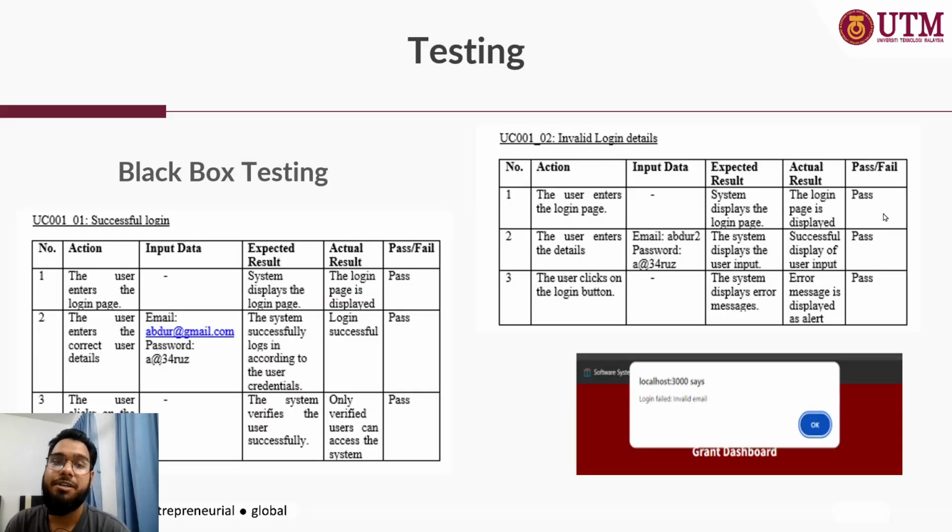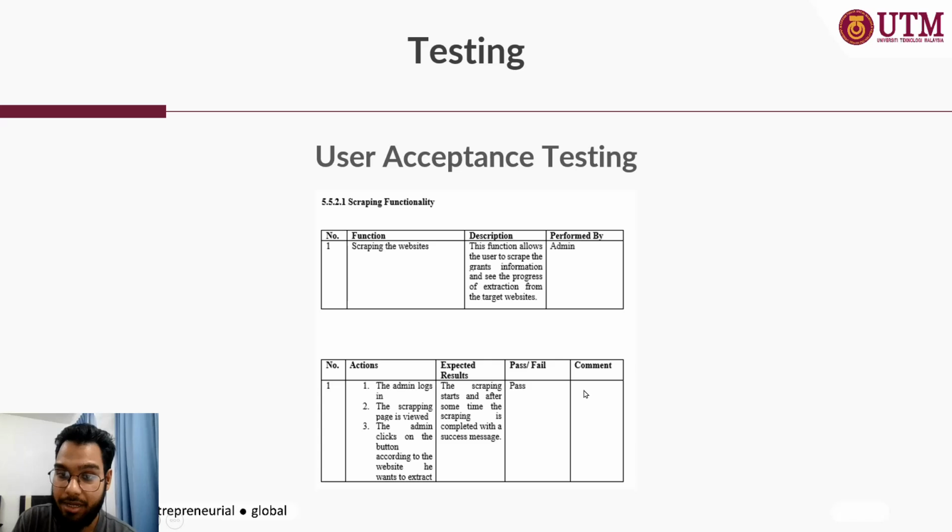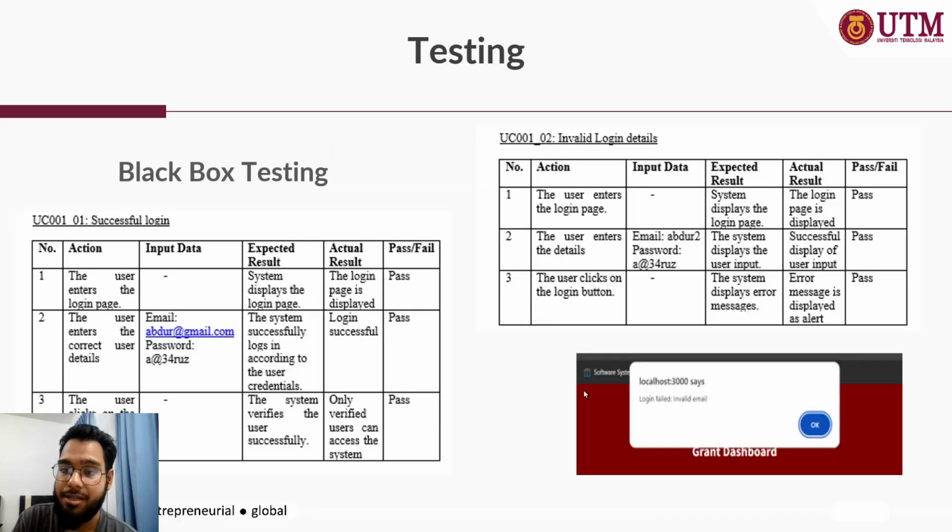So after the system development, there comes the testing. The testing technique that I used is black box testing. You can see here one kind of testing is given for the use case, login. And in the image you can see that the expected result is being executed, and it's showing invalid email when the user enters an invalid email.